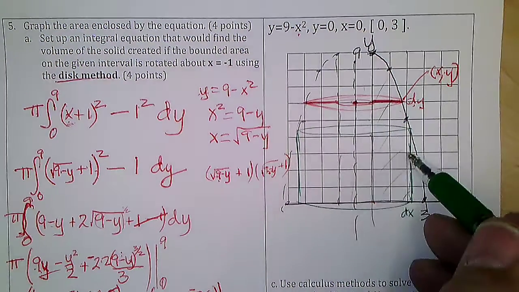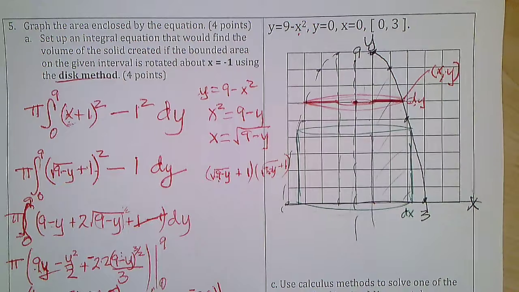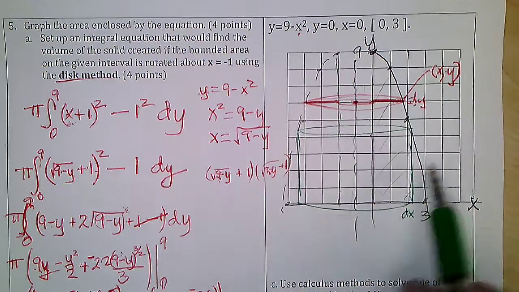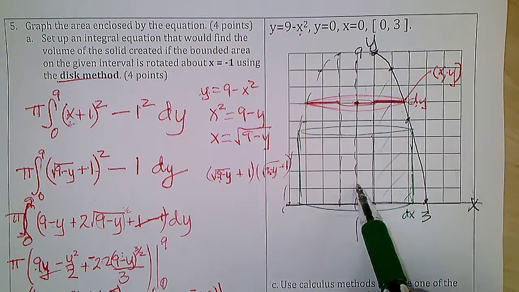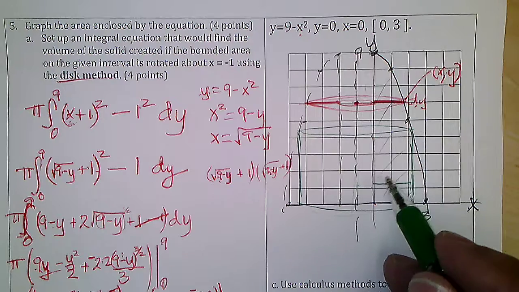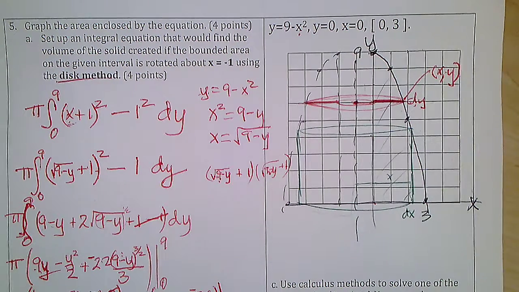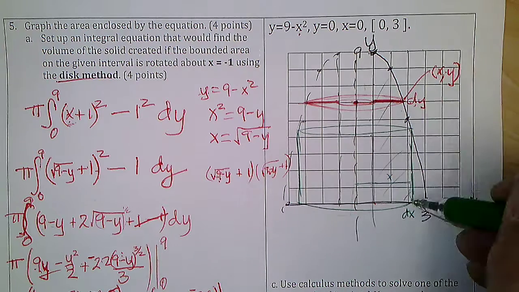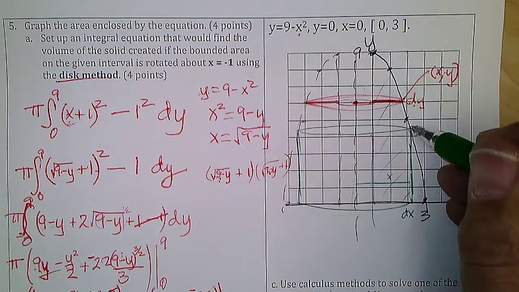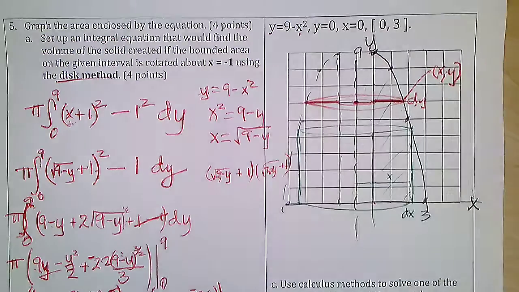And shells are the distance around, which is 2 pi r, and r is this direction from the axis over, so this much is again x plus 1. So there's 2 pi r times the height, which is y, but y is 9 minus x squared.